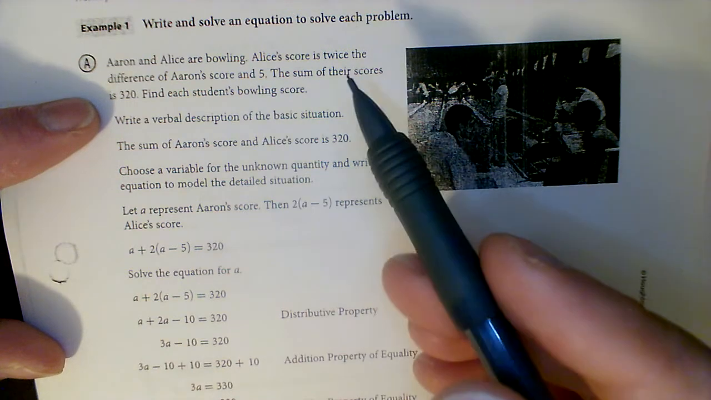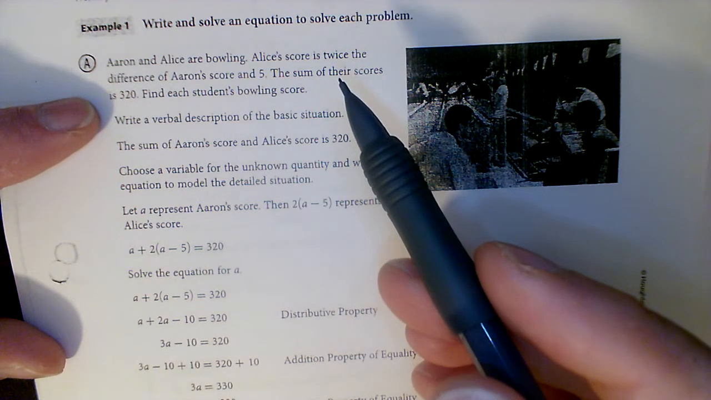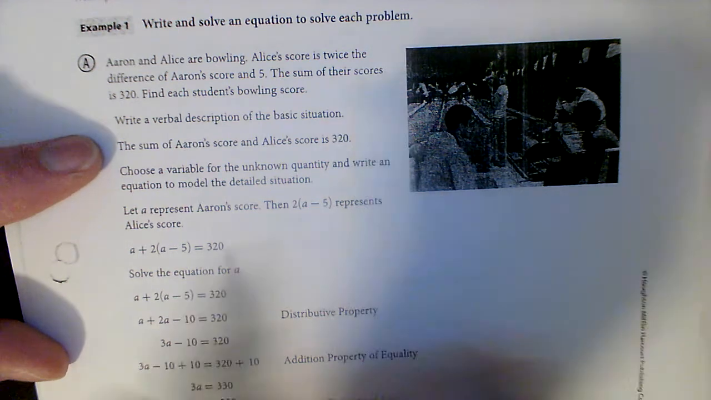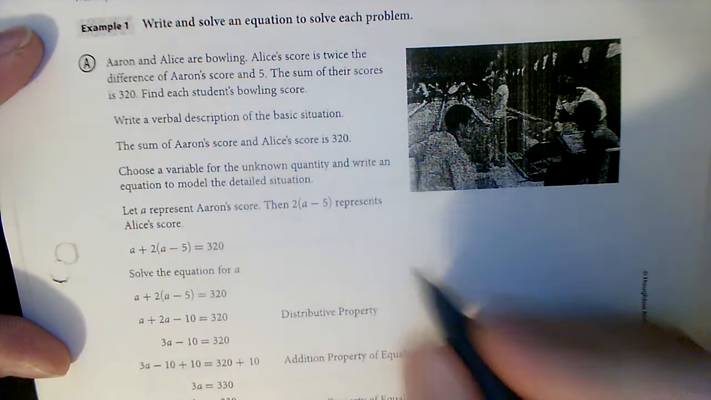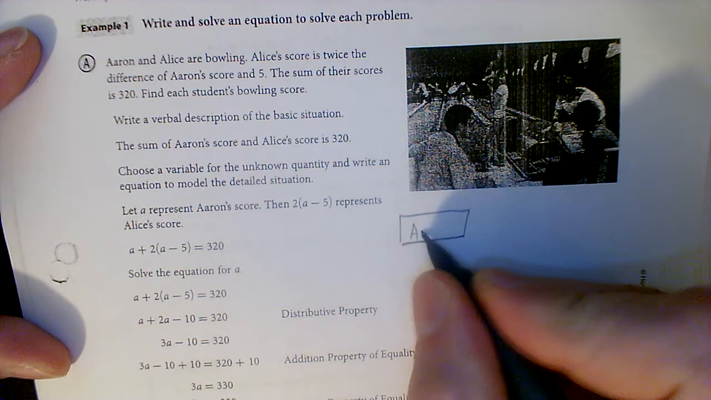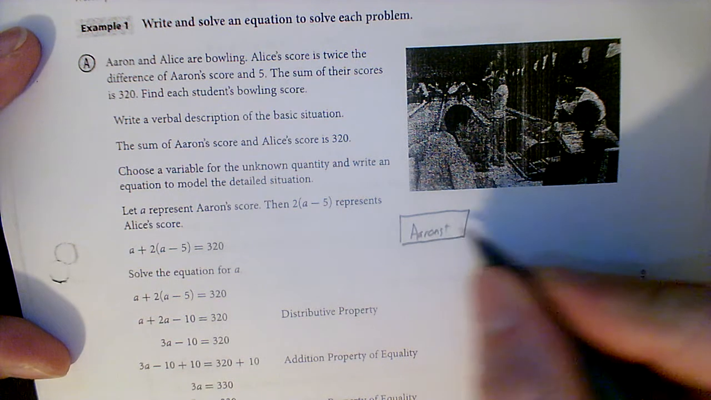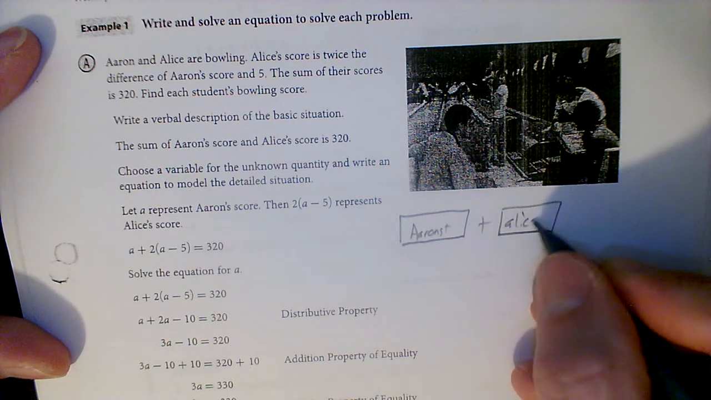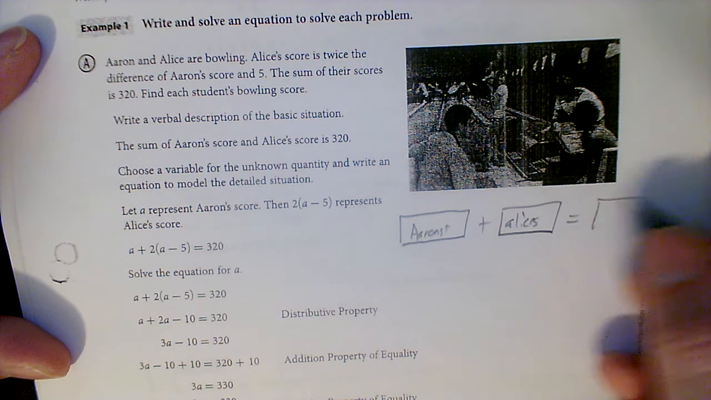Now, this is kind of a difficult one, but you get used to it if you write things out. Write a verbal description. The sum, and here it is. I would have done it with boxes. I would say this: Aaron's score plus Alice's score equals total.